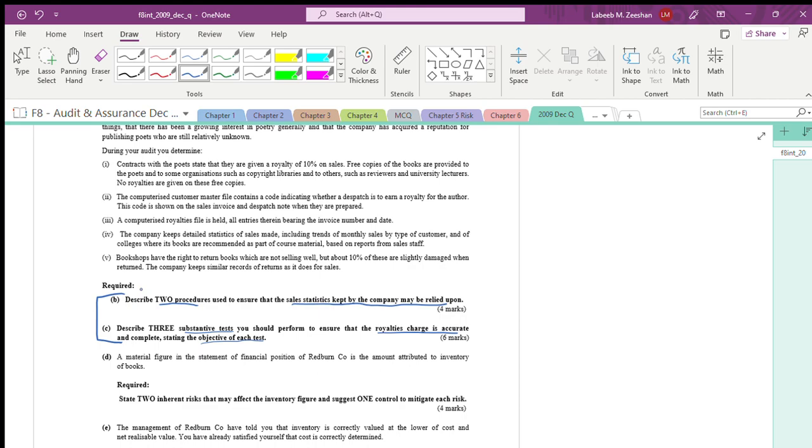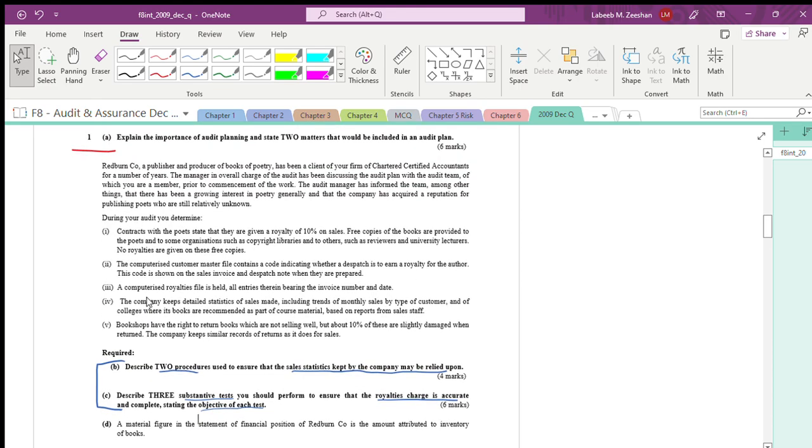Now, first we will cover this. We will read this. What we have to see, what are the two procedures to be used to ensure that the sales are accurate, so that we can rely on that. This is very important. Okay. This is the entity, understanding the entity.